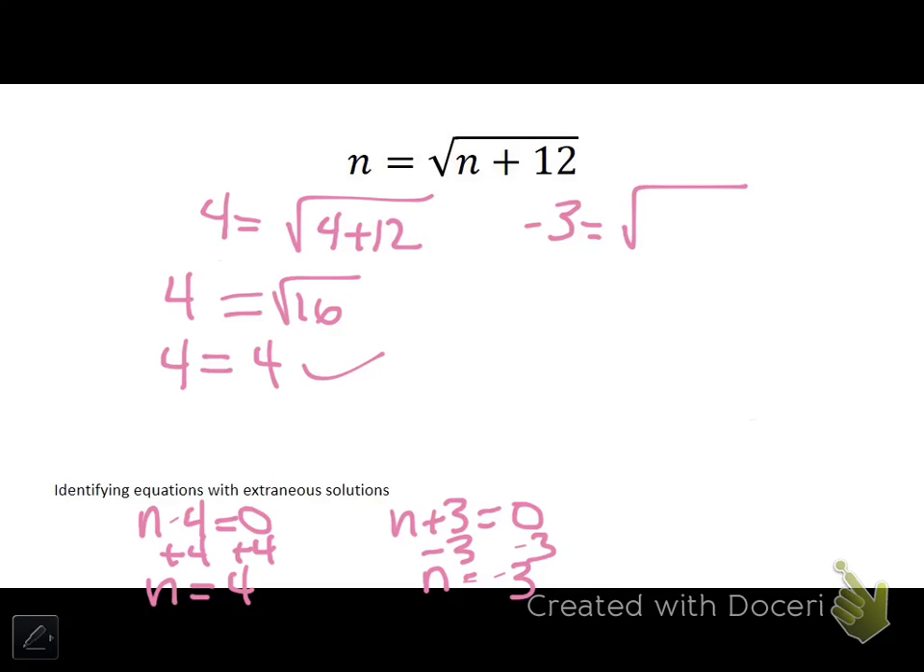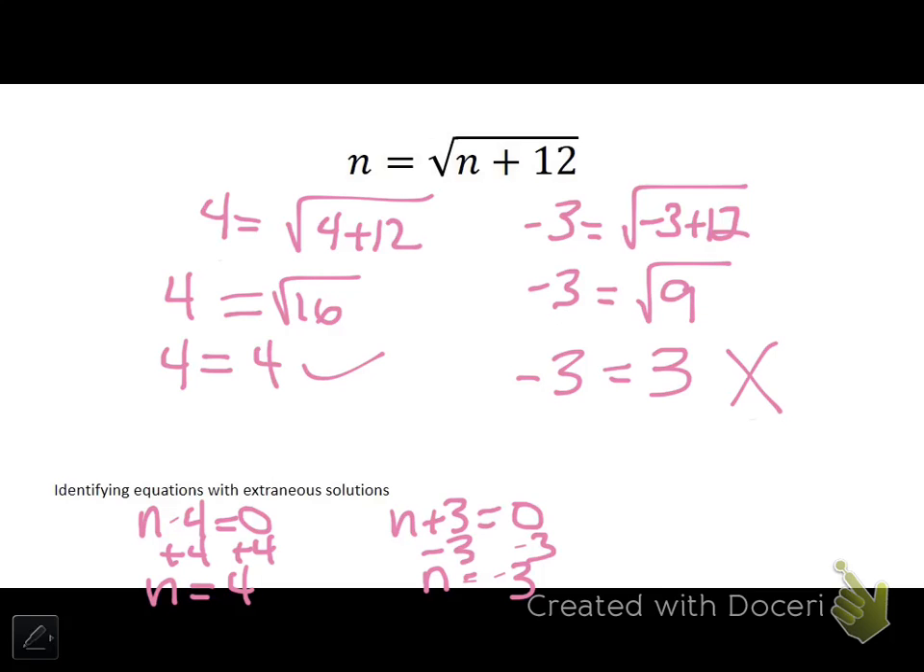So let's try the other one. Negative 3 equals the square root of negative 3 plus 12. Well, negative 3 plus 12 is 9. The square root of 9 is 3, so that does not work. So my extraneous solution, my solution that doesn't work, is n equals negative 3.